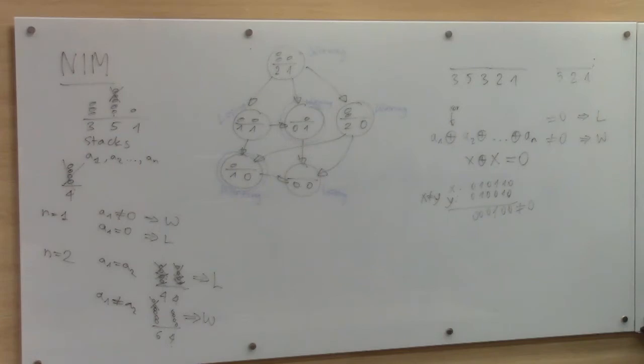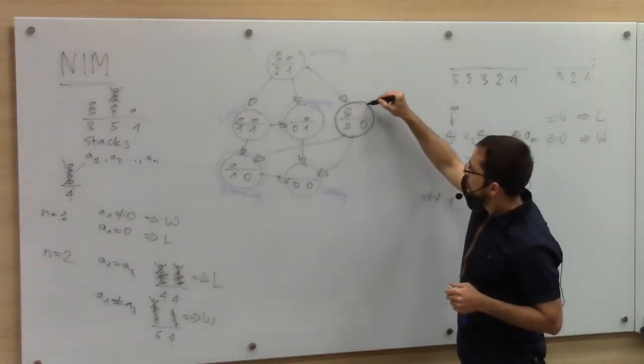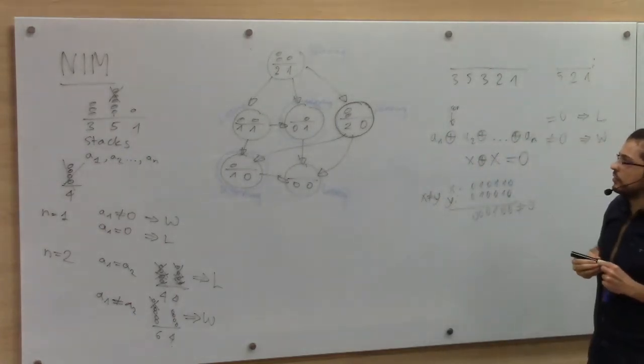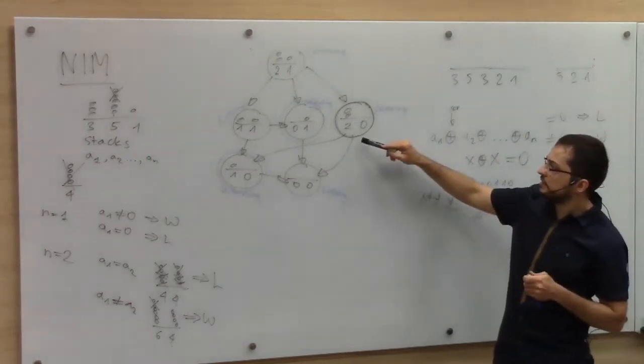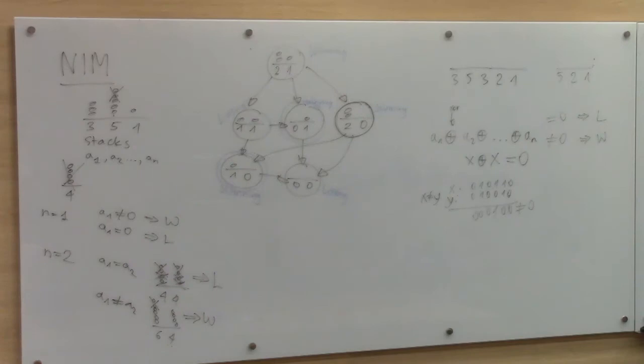The second part is what will happen if we have a winning position. We know the winning position is the position in which we have at least one move to a losing position. So basically it boils down to what happens if we have an XOR which is positive. If we have an XOR which is positive, we need to show that we have a move to a situation in which the XOR is 0. So this is a losing position.